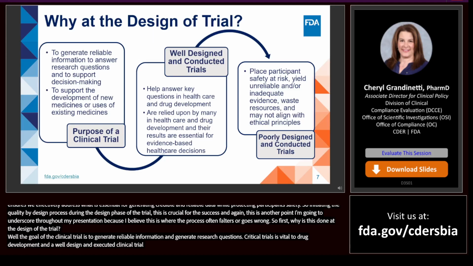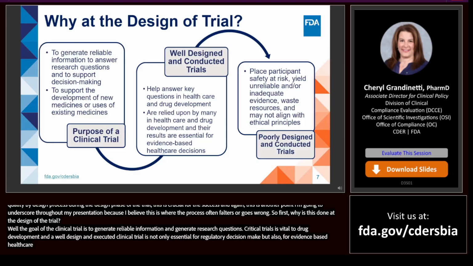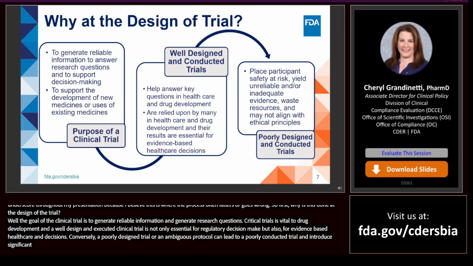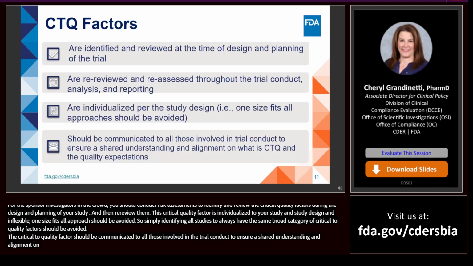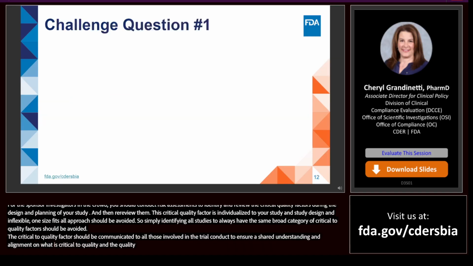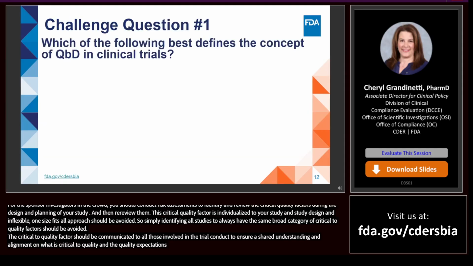Indeed, the essence of a well-designed clinical trial resonates profoundly in the domain of regulatory decision-making and evidence-based healthcare. Conversely, a poorly structured trial might lead to unreliable evidence and can jeopardize participant safety, underscoring the necessity of meticulous planning. To build on this, identifying and communicating critical to quality factors during trial planning is instrumental in ensuring a shared understanding among all stakeholders. Such clarity is indispensable for the successful conduct of trials, promoting alignment and collaboration across the spectrum.